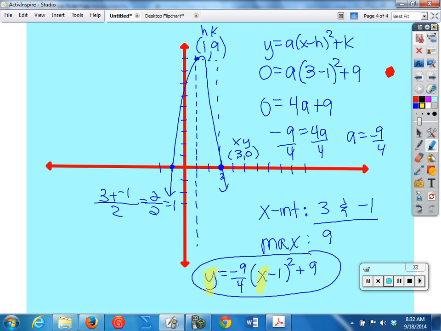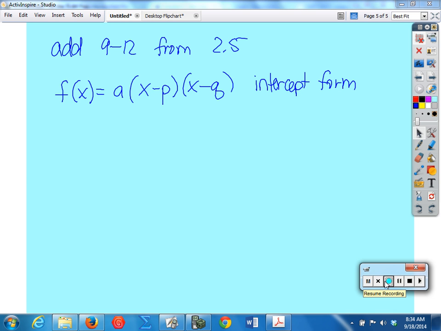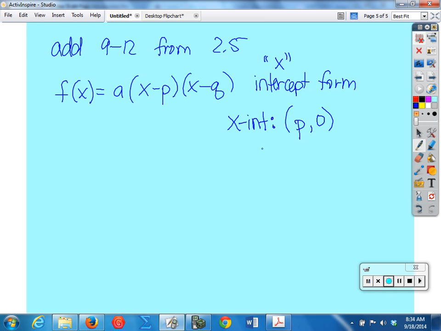All right, so intercept form. This is intercept form. It kind of looks weird, but once I show you, it will make more sense. It's called intercept form because when you look at it, you can see your x-intercepts. So when it's in intercept form, your x-intercepts are going to be p, comma 0, because 0 has to be on the x-intercept, and q.